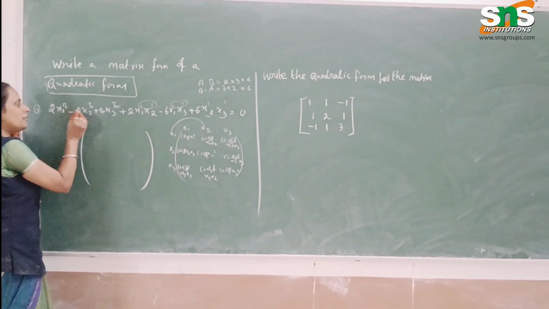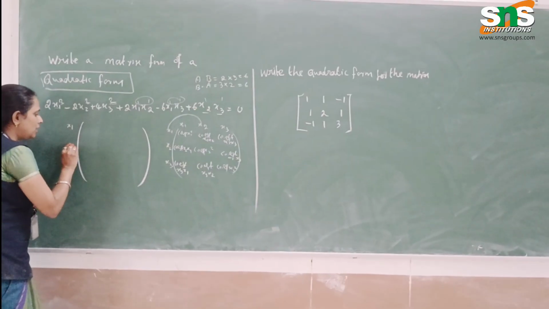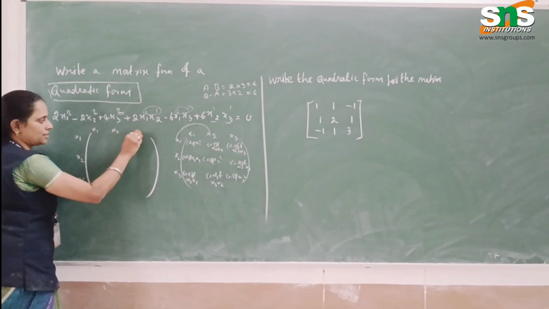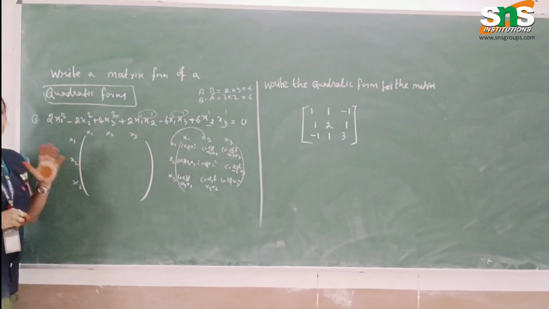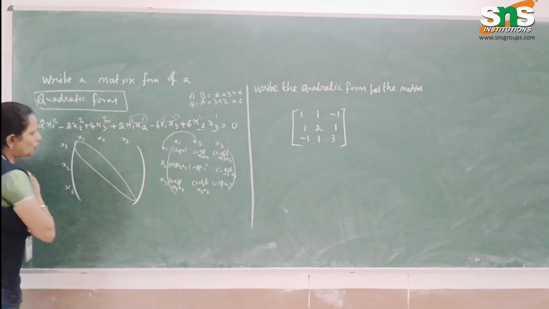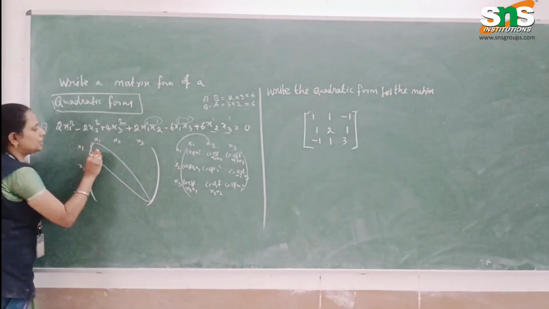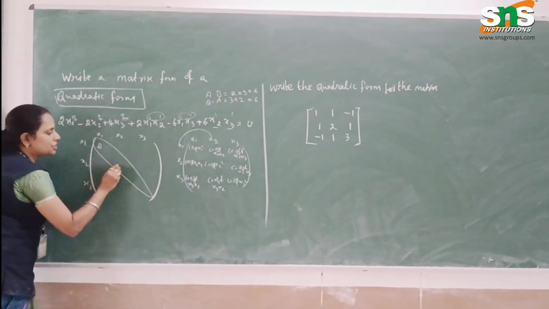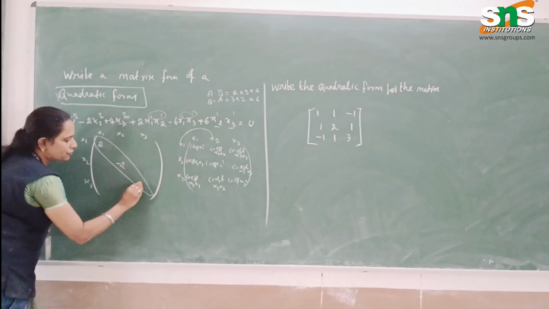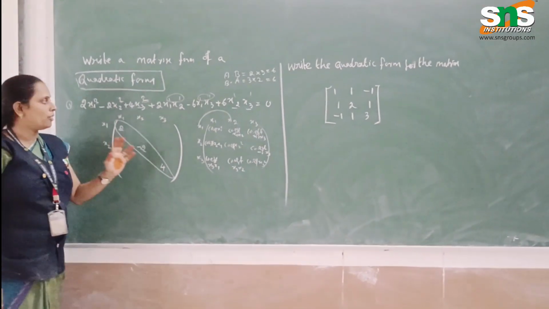Here the given variables are x1, x2, x3, so we put x1, x2, x3 here, and here also x1, x2, x3. First, we have to fill the diagonal. In the diagonal, there is no change. The coefficient of x1 square is 2, here the coefficient is minus 2, and next x3 square is 4. So in the diagonal, we write the coefficients as they are.